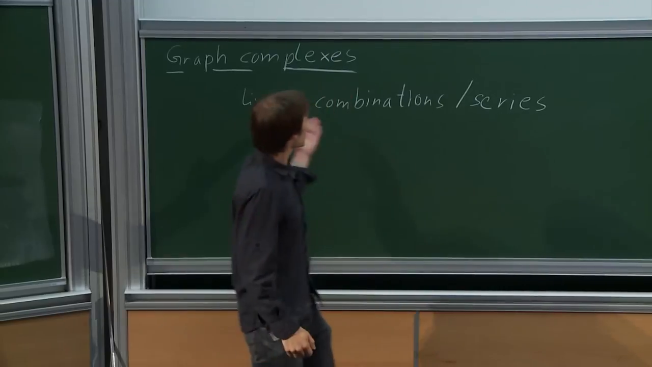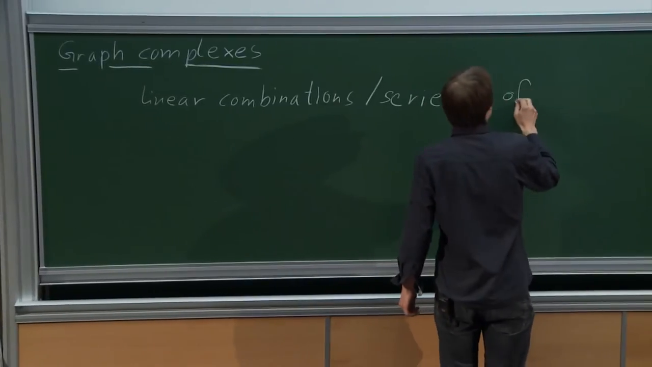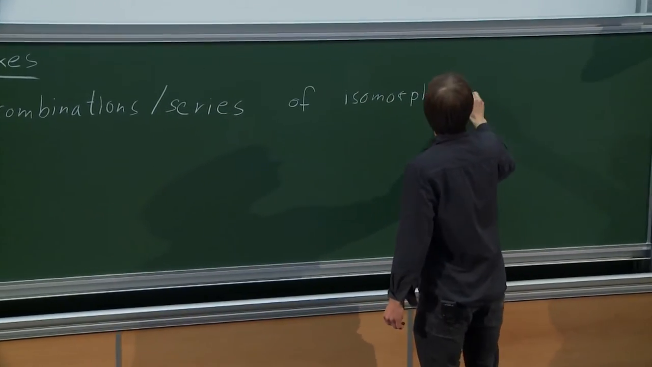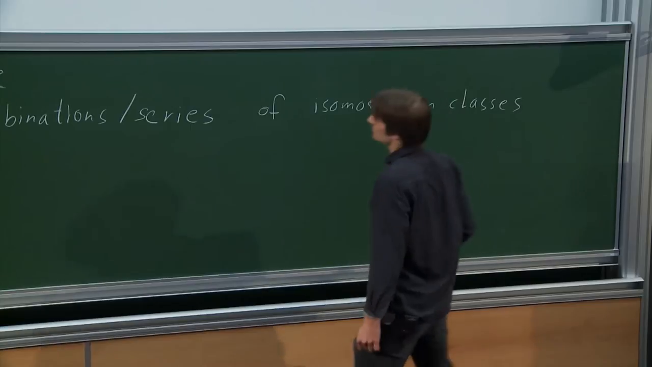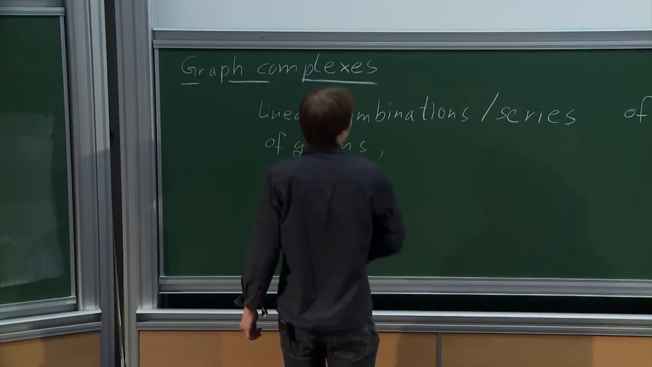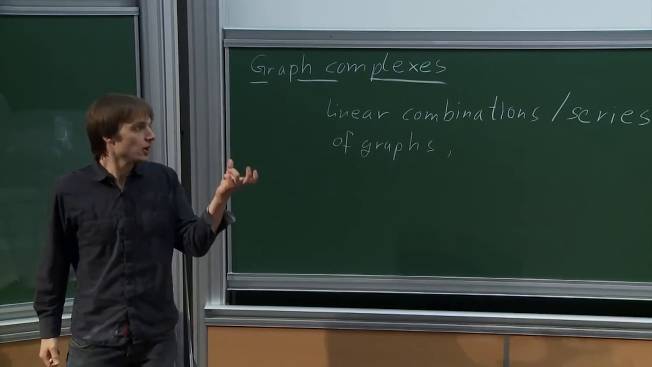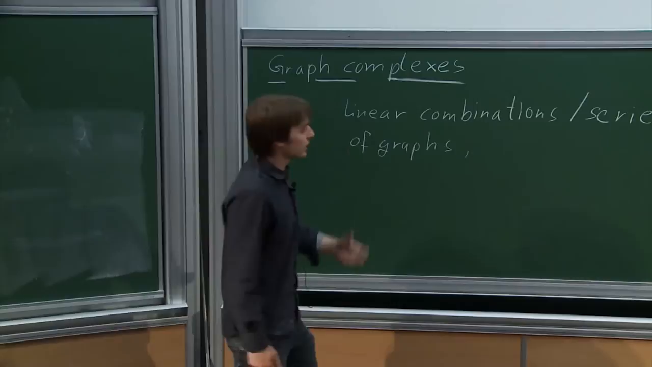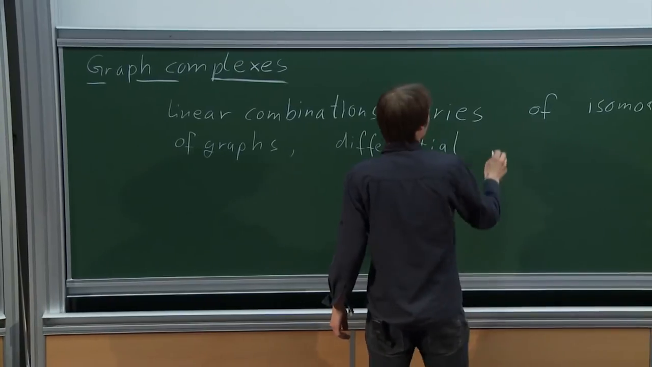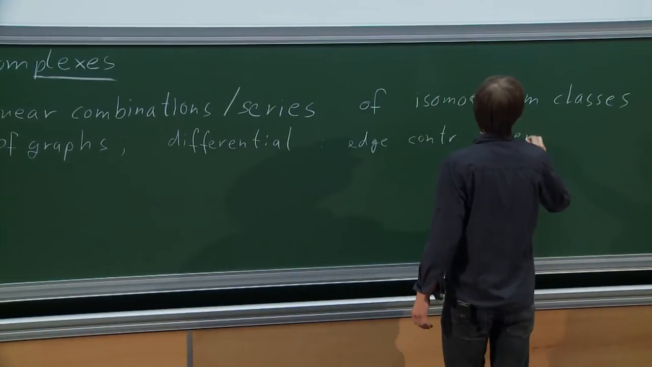So these complexes in general are, so the underlying vector spaces are spaces of linear combinations or of series of certain isomorphism classes of graphs. And then you can put a differential on these spaces, and the differential is usually defined by either contracting an edge or dually by splitting a vertex. Edge contraction or vertex splitting.